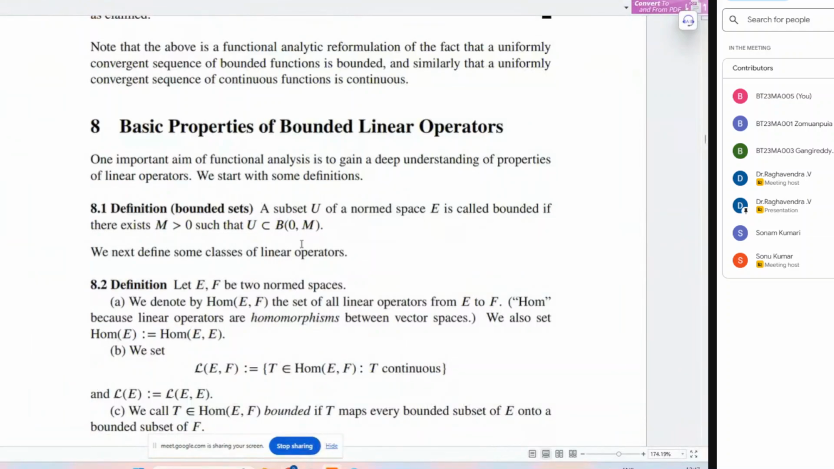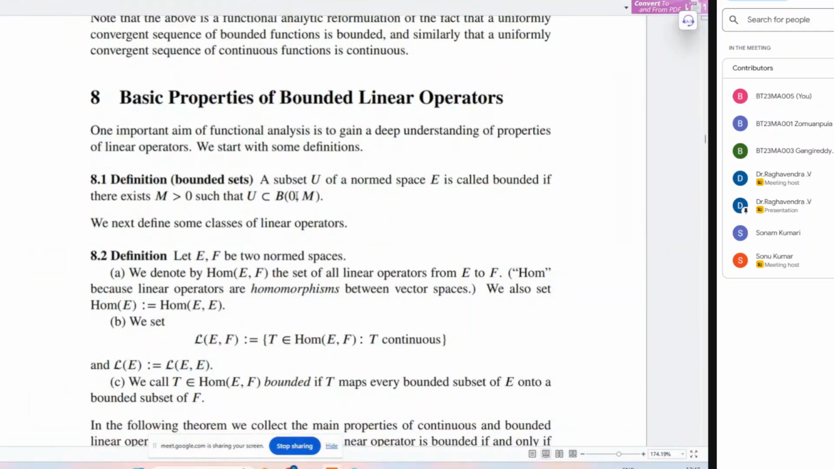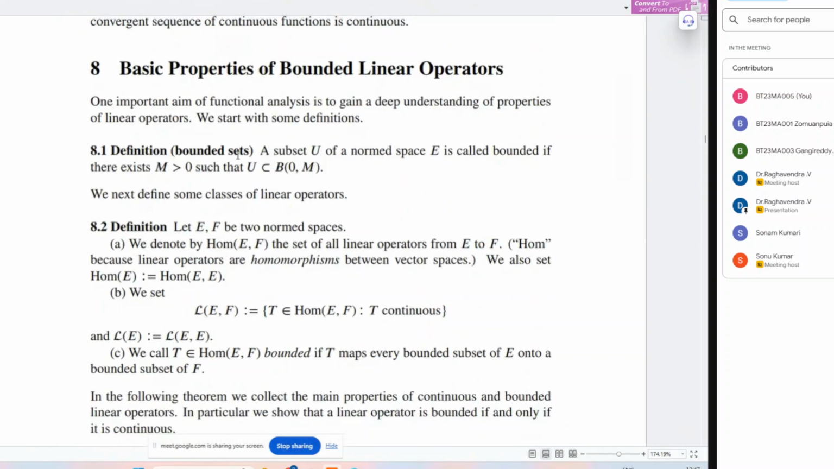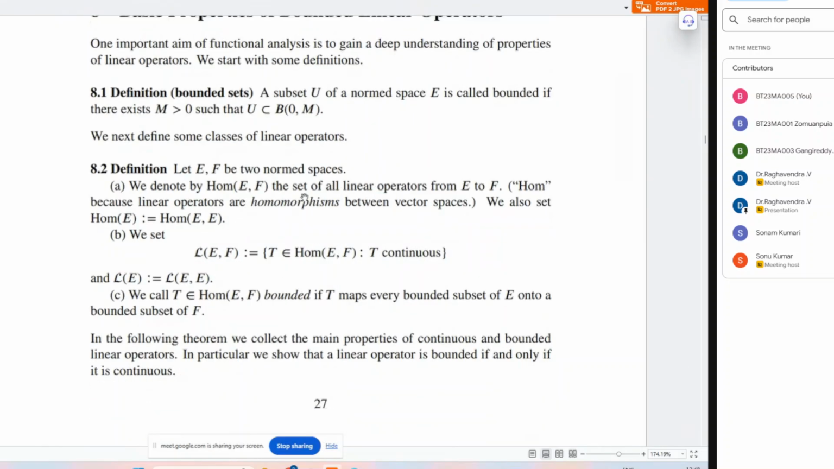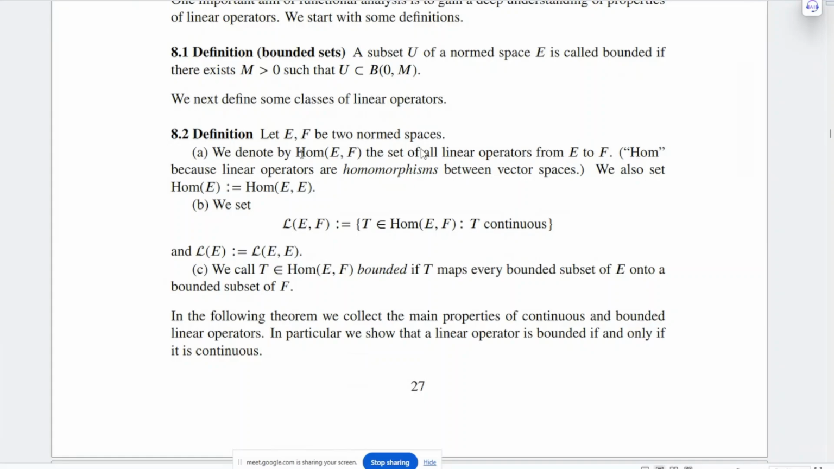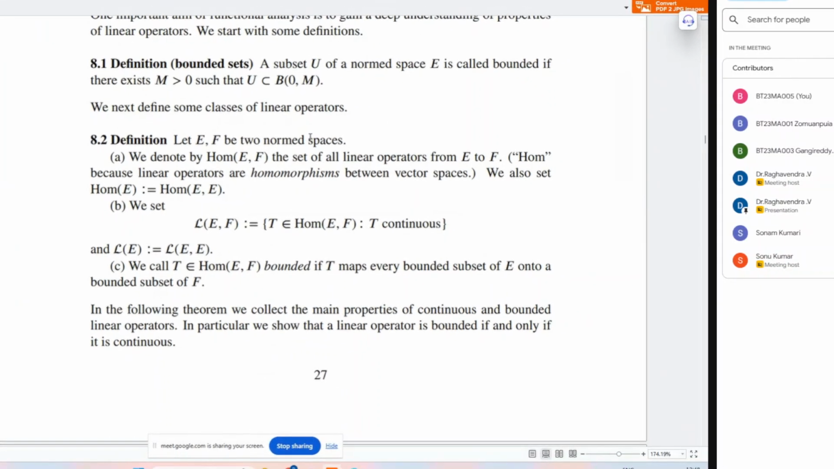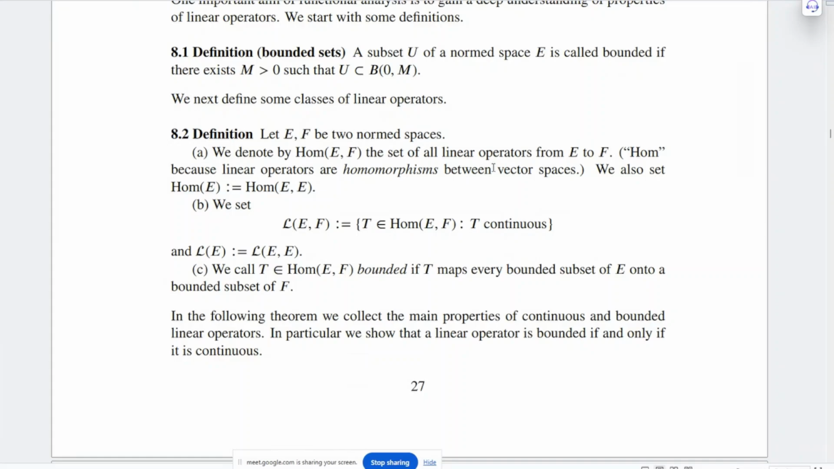So this is the basic property of linear operators. We start with some definitions. What is a bounded set? Suppose you have a normed linear space E and a subset U. U is called bounded if it is contained in a large ball of some radius. Take two normed linear spaces E and F. We define Hom(E, F), which is the set of all linear operators.